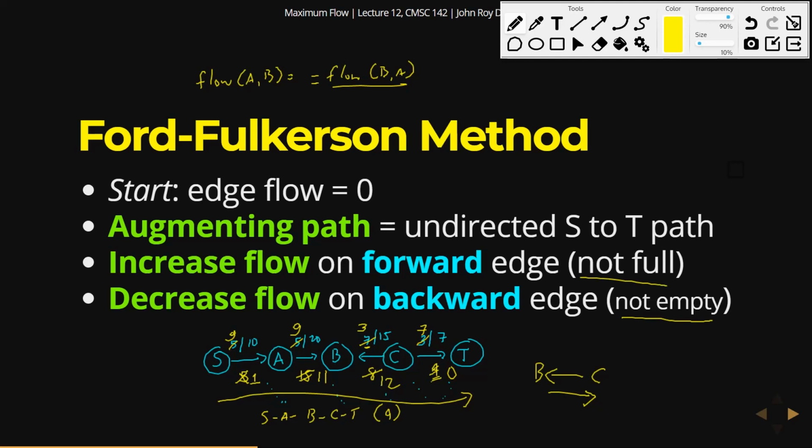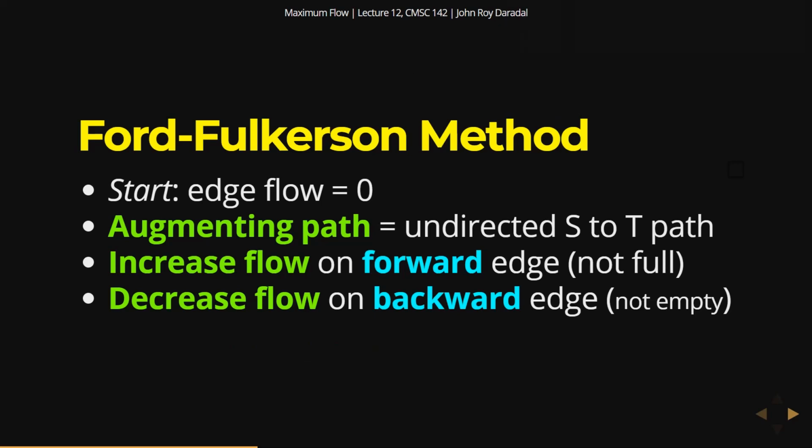But in the current case, now that CT is already full, right here, 7 over 7, we cannot send more flow to this edge because it's already saturated. Okay, so that's the basic idea for how to use the augmenting path. So once you find the augmenting path, undirected S to T path, increase the flow on the forward edge and decrease the flow on backward edges.